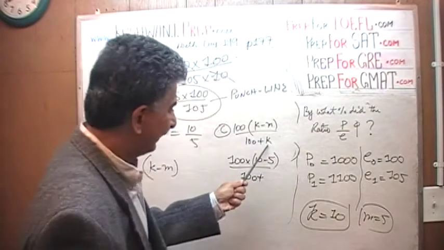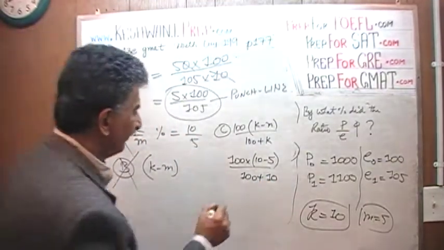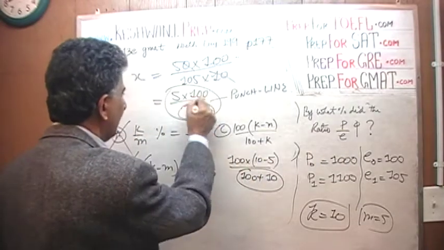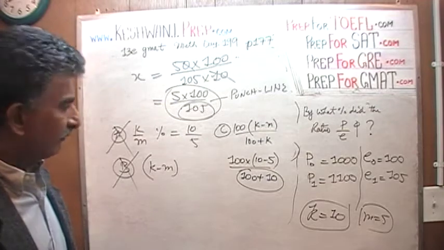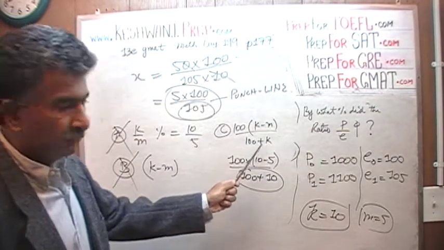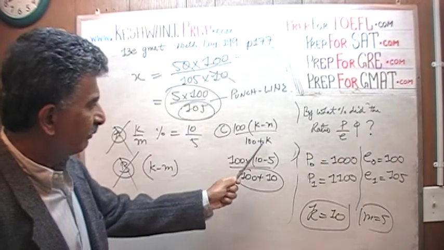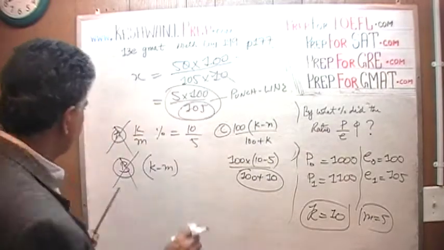100 plus k. K is 10. That does not match. This is 100 plus 10, which is 110, but we need 105. This says 100 plus k. What we need here is 100 plus m. So if we can find another answer choice which says 100 plus m instead of 100 plus k, we are done. Let's look at the next answer choice.